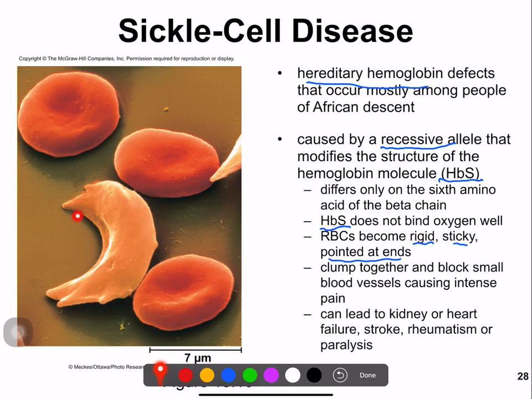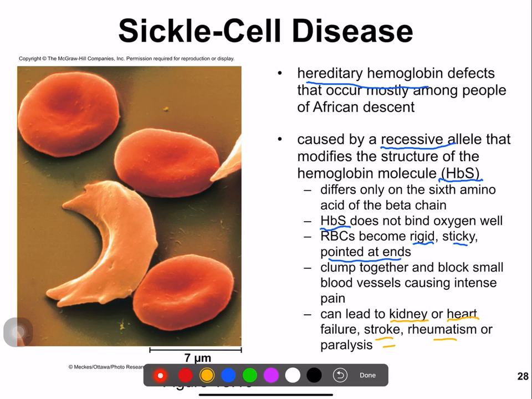Now think about this shape as it's trying to pass through blood vessels, especially small blood vessels. That is not an ideal shape. And you can see how this could lead to clumping, etc. And not surprisingly, if it's getting stuck in blood vessels, you can have a lot of fallout from that, such as kidney or heart failure, stroke, rheumatism, or paralysis. So there are a lot of issues around the sickle cell condition.